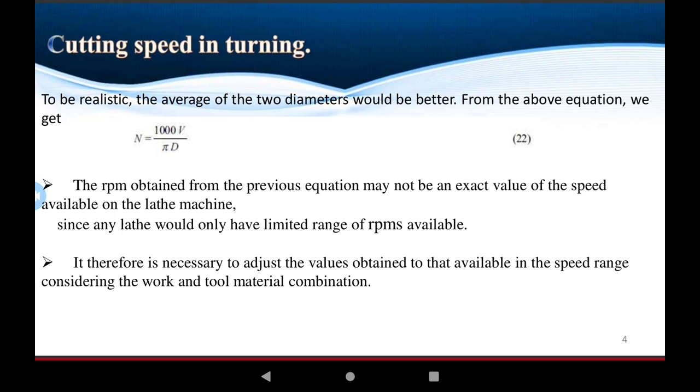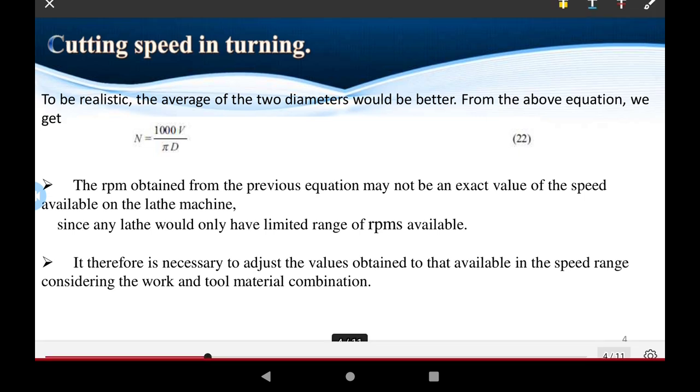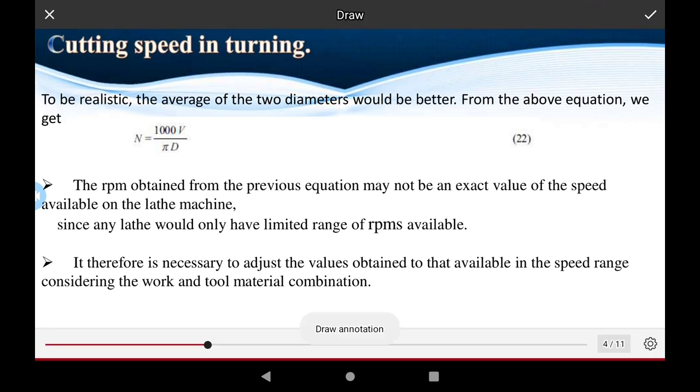The cutting speed in the turning operation. In this turning operation we also find out the value of V and D, along with some other parameters such as the average of the two diameters. From the equation V = πDN/1000, we find the value of rotation N, so N equals 1000 V by πD.